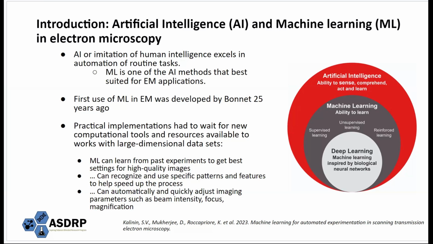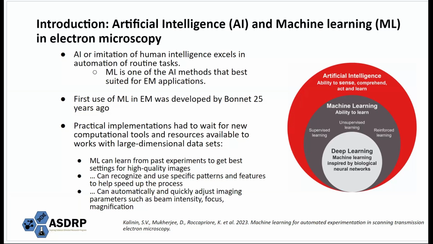But some of the basics are how machine learning can learn from past experiences to optimize the settings of our SEM to get the highest quality and highest accuracy images. Machine learning can also help recognize patterns and features that can be used for image analysis, image recognition, and can also increase overall efficiency of the microscopy process. And finally, it can adjust imaging parameters such as beam intensity, focus, and magnification.